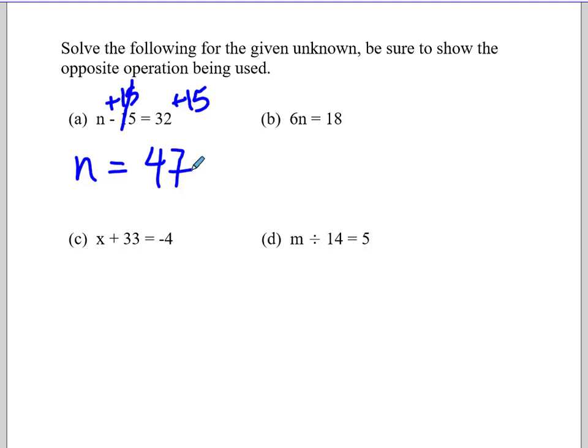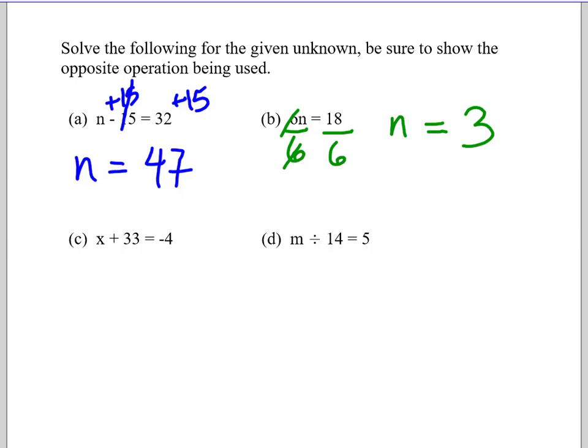This one right here is 6n equals 18, so that's 6 times n, or multiplication. The opposite of multiplying by 6 is dividing by 6. And please try and write this the way I'm showing you. Over the years that I've done this, I've found that if you write it a certain way, it really makes it easier to see the solutions. Those 6's cancel, and you're left with n equals 18 divided by 6, or 3.